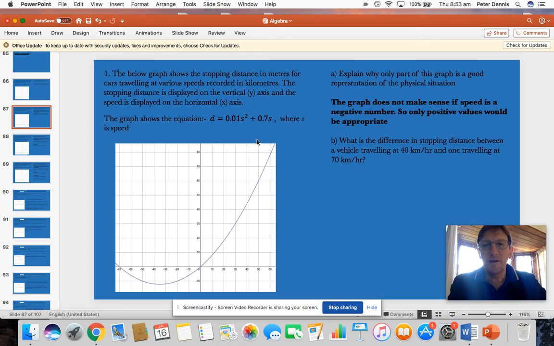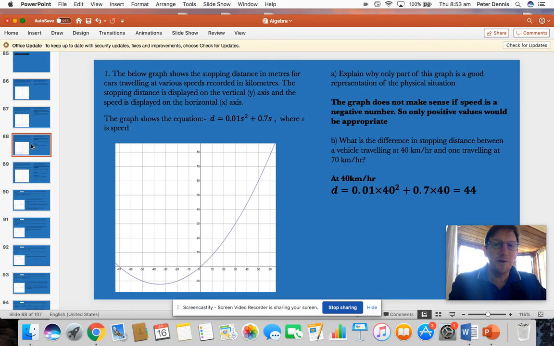If you couldn't read it, you could always substitute it into here, and that's all this question is really asking. At 70, how much does it take to stop? At 40, how much does it take to stop? This question could be written in terms of school stopping zones and why school zones are 40 kilometers an hour.